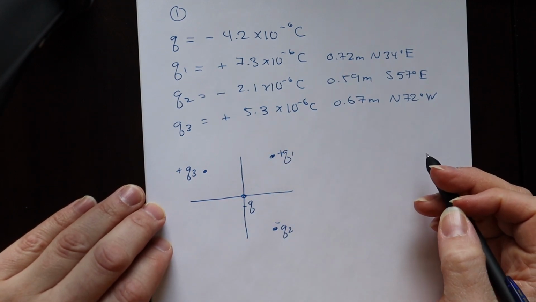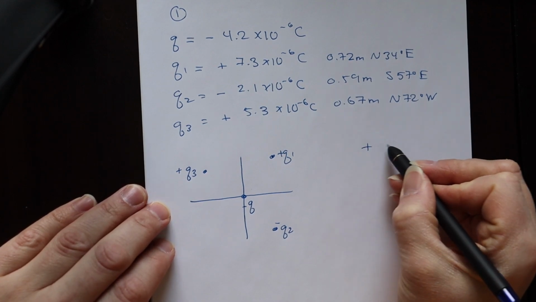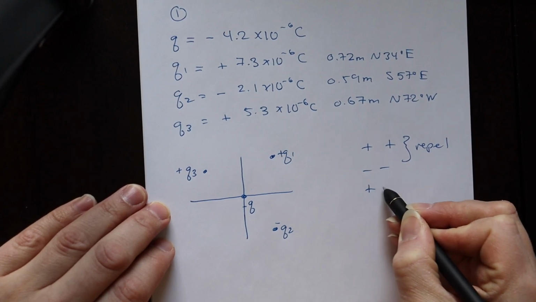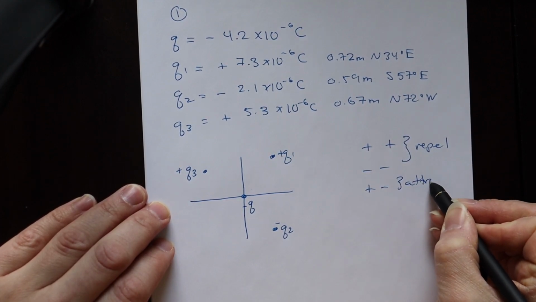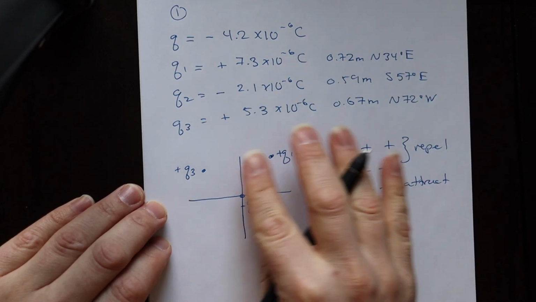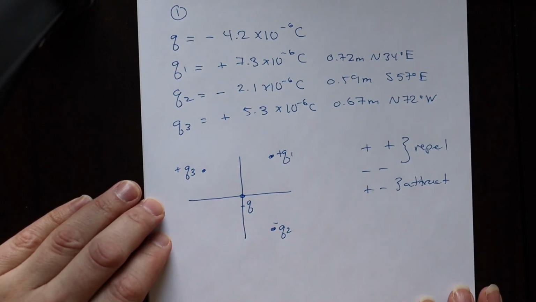Remembering from Science 9, like charges will repel, and opposite charges will attract. And this comes into play later. So this is basically how we interpret what's going on in the question, and this is all the information the question gave us from the start.